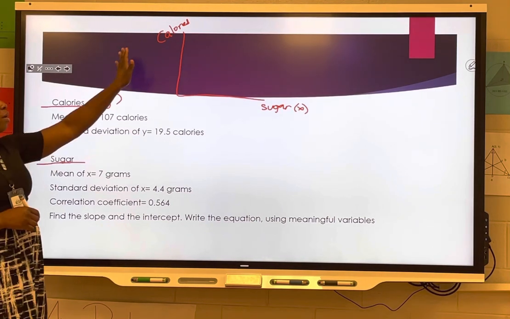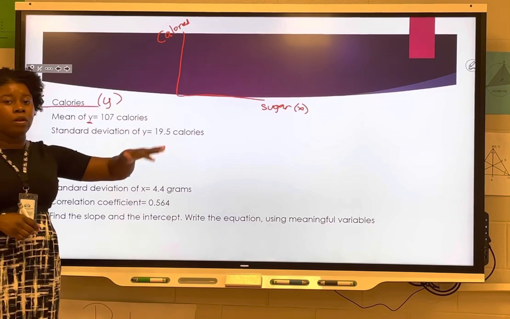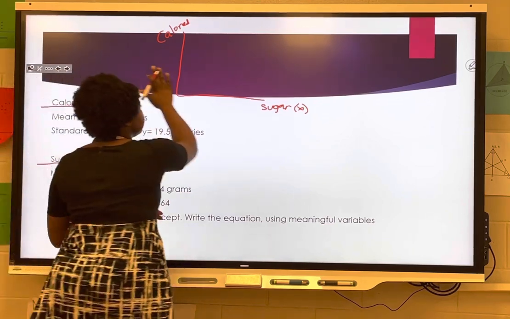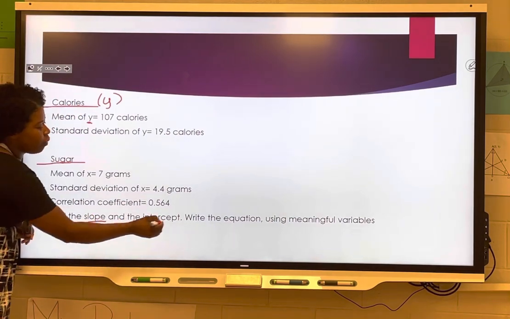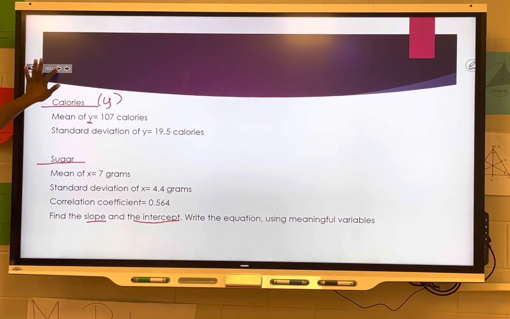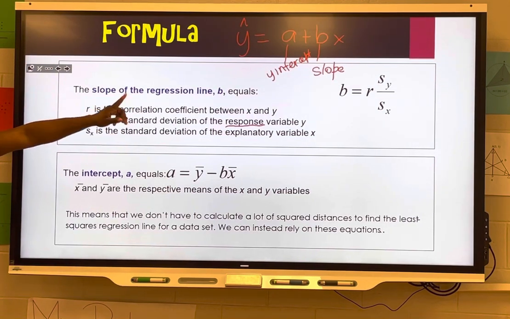Okay, so I already have an idea in my head of what my graph will look like if I'm asked to graph this. But since I'm not asked to graph that, I'm asked to find the slope and the y-intercept. I now need my formula. So the formulas we mentioned just earlier, we need these two formulas. So let's go.